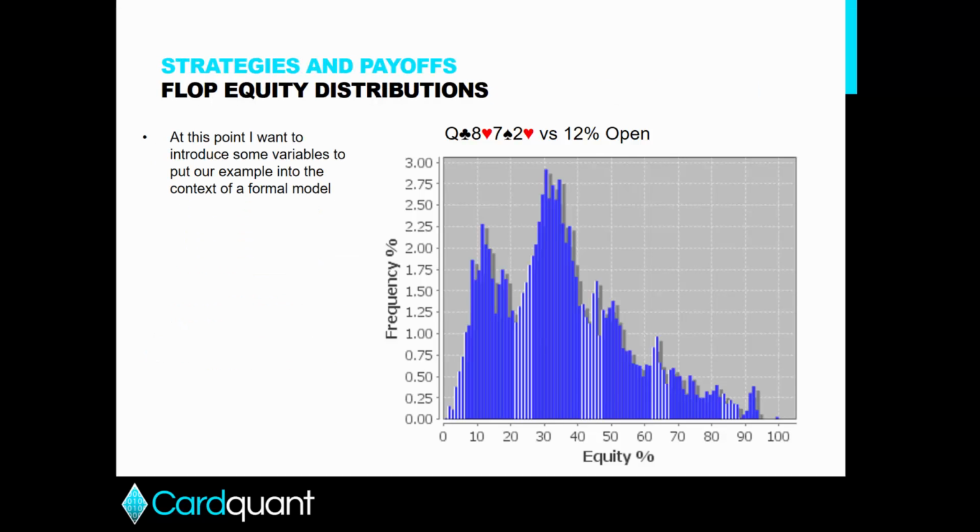So at this point, I want to introduce some variables so we can start putting our example into the context of a formal model. So what we're going to call XHR is the flop equity distribution for a hand H against a range R. I'm going to share with you now, for those of you who are a bit more mathematically inclined or would like to be, that XHR is a discrete probability distribution.